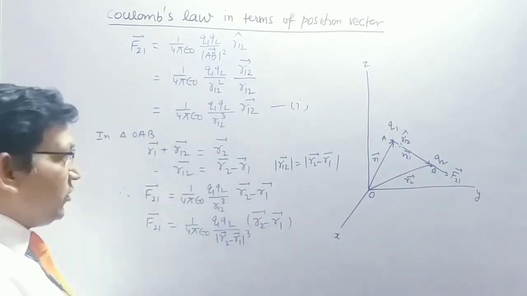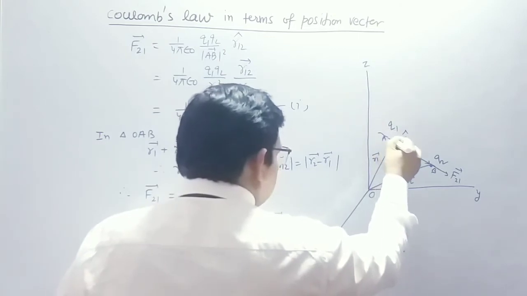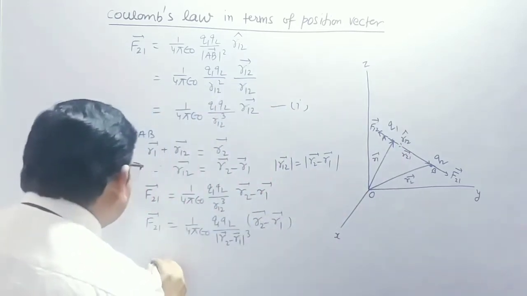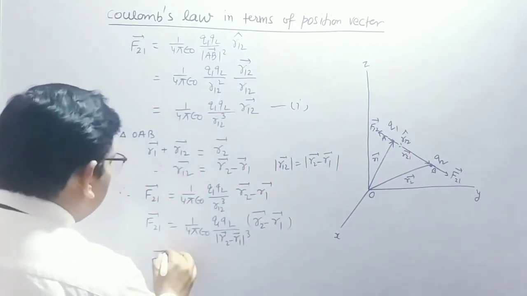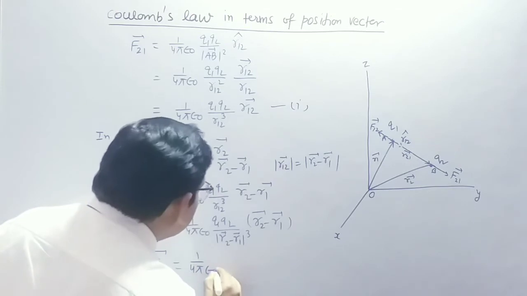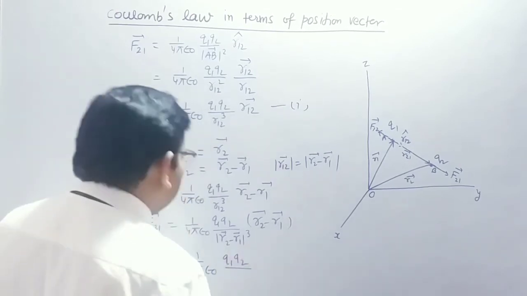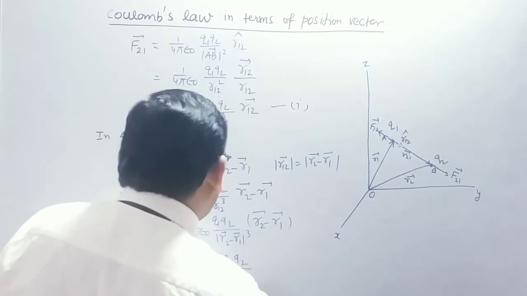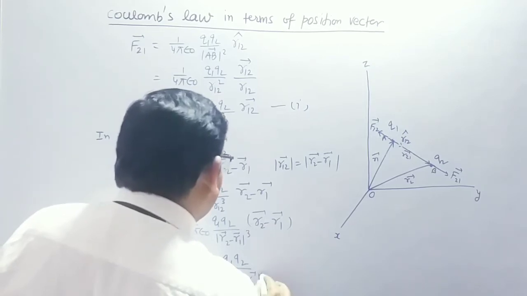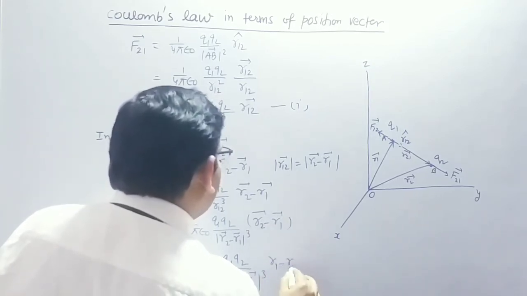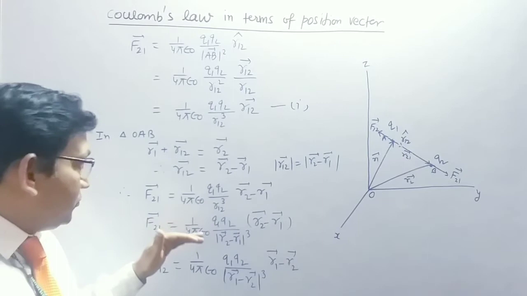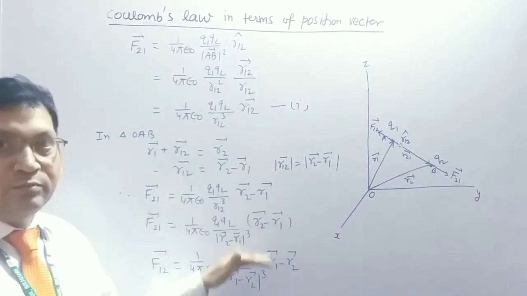In the same way, the force acting on 1 due to 2 can be expressed as 1 by 4 pi epsilon q1 q2, here taking the position vector r1 minus r2, over modulus of r1 minus r2 whole cube, times r1 minus r2. So these two expressions express the force exerted on two charges in terms of position vector.